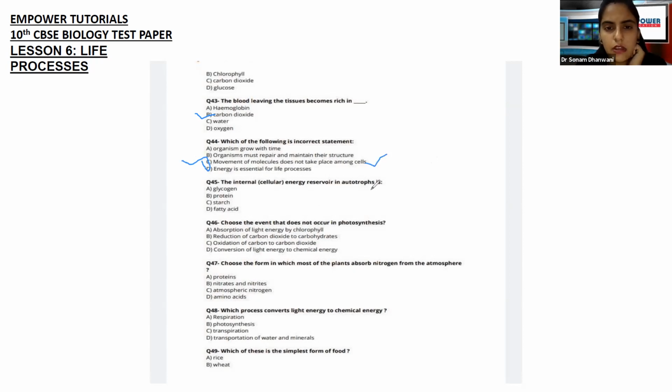The internal cellular reservoir in autotrophs is starch. I think we have done this earlier also. Choose the event that does not occur in photosynthesis. Yes, what does not occur in photosynthesis? Reduction of carbon dioxide to carbohydrates. Yes. What is the correct answer?